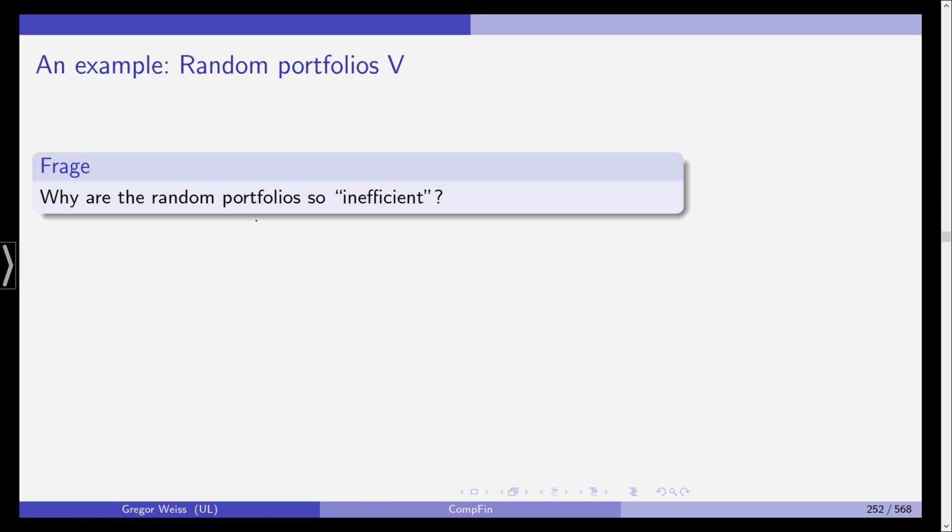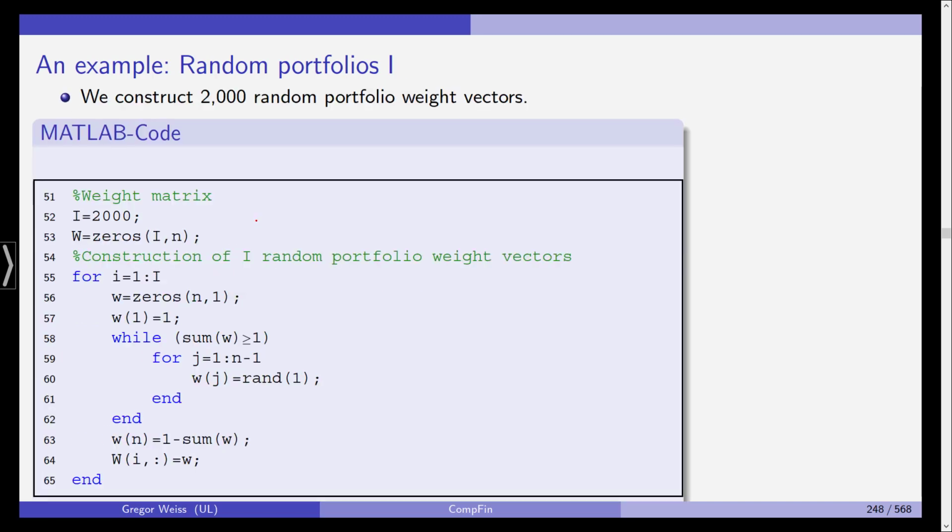Next. Question is, why are the random portfolios so inefficient? Has to do with this here.